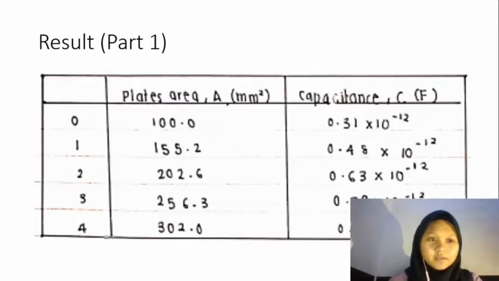This is the result of part 1 in this experiment. You can see the plate area, and this is the result of area, and this is the capacitance. We can see that as the plate area is increasing, the capacitance is also increasing. This shows that they are directly proportional to each other.